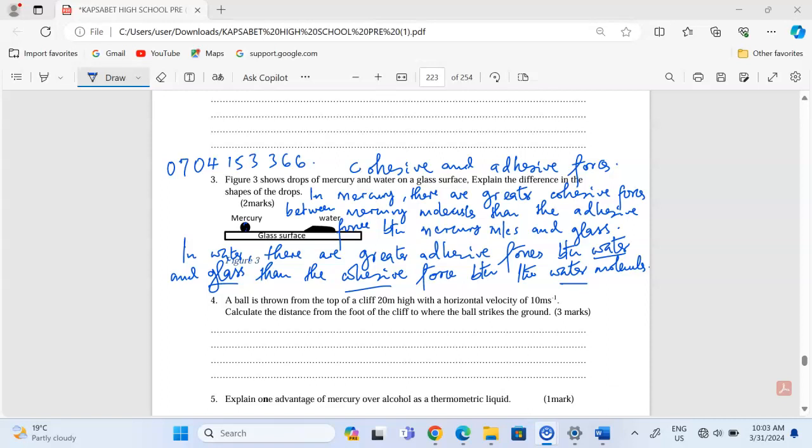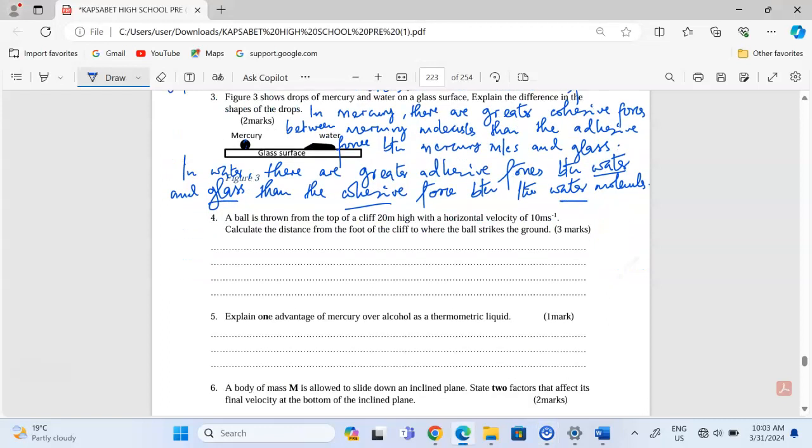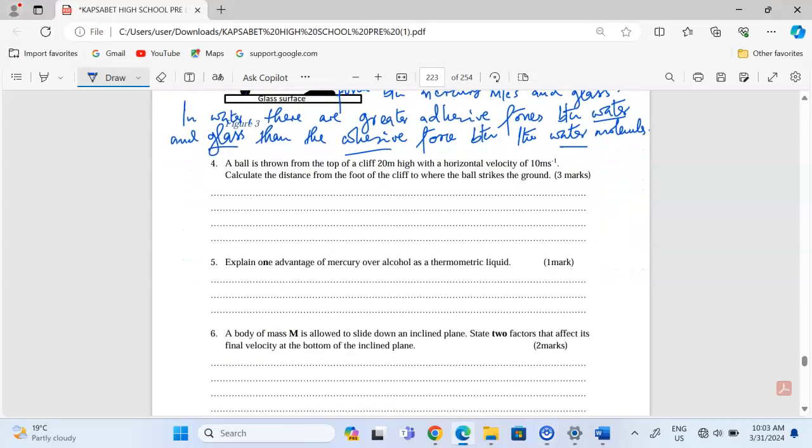We're going to continue with physics paper 1, number 4. The question says, a ball is thrown from the top of a cliff 20 meters high with a horizontal velocity of 10 meters per second. Calculate the distance from the foot of the cliff to where the ball strikes the ground.